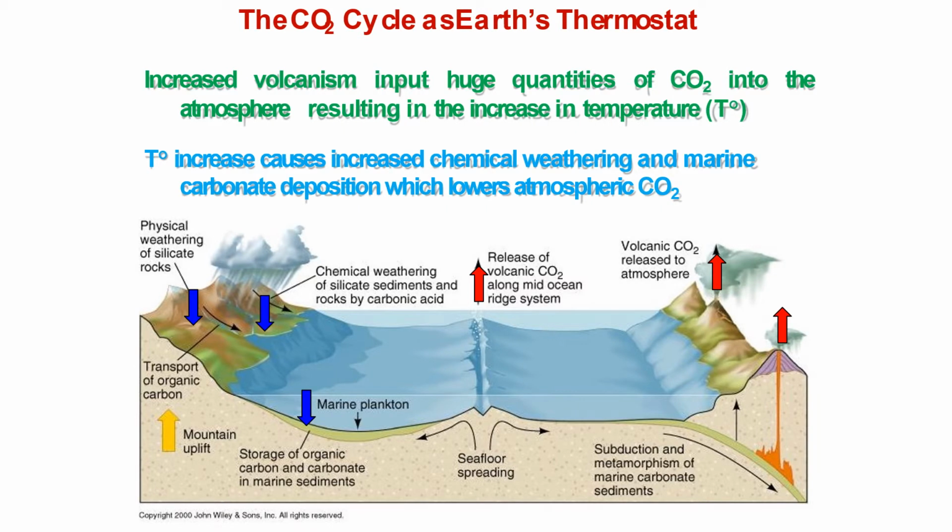Now, as we know, viewers, we are discussing the various types of greenhouse gases which are present in the atmosphere of the earth, or which are surrounding the earth from outside, creating a layer around it. Here I am going to show you a diagram showing the carbon cycle as earth's thermostat. Increased volcanism puts huge quantities of carbon dioxide into the atmosphere, resulting in an increase in temperature.